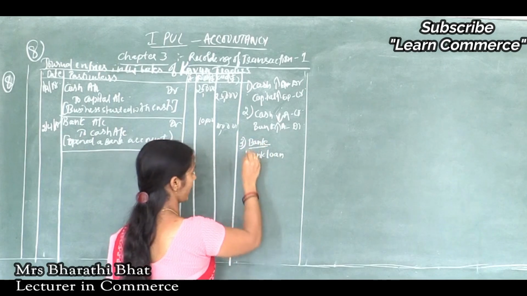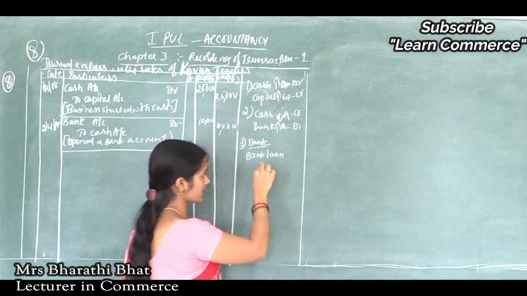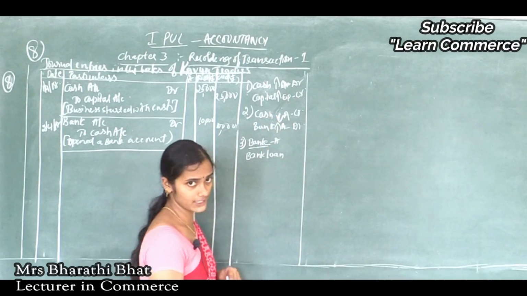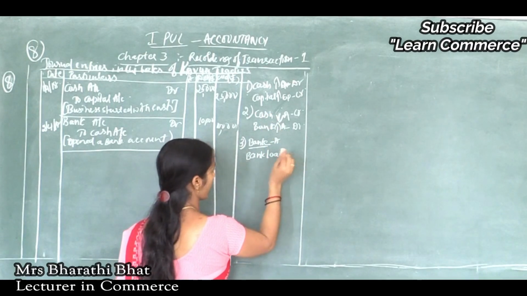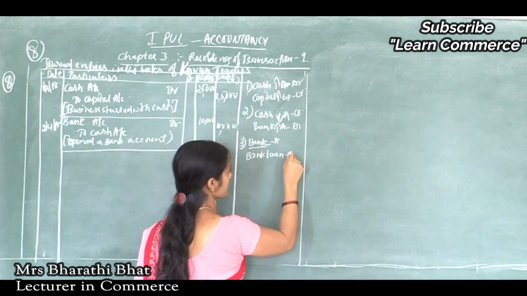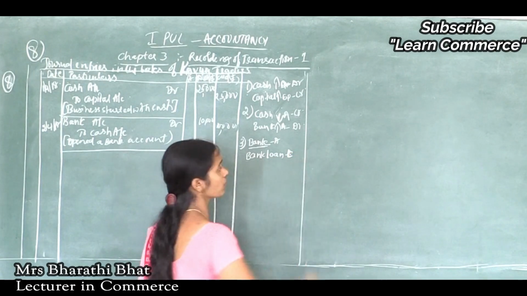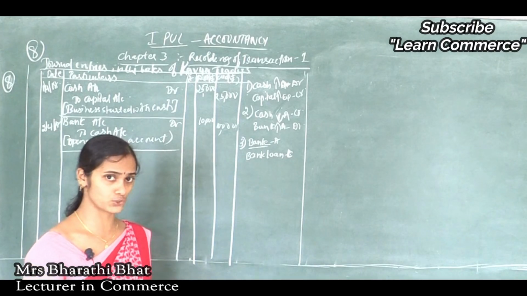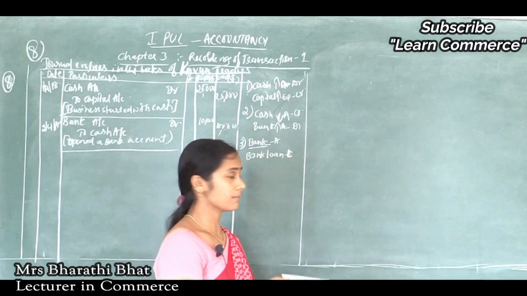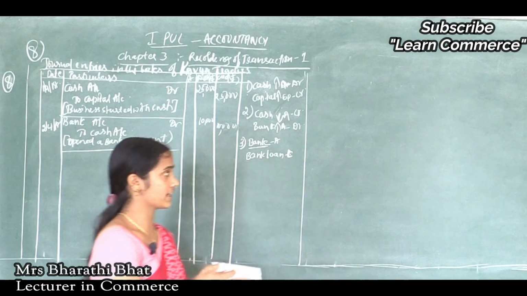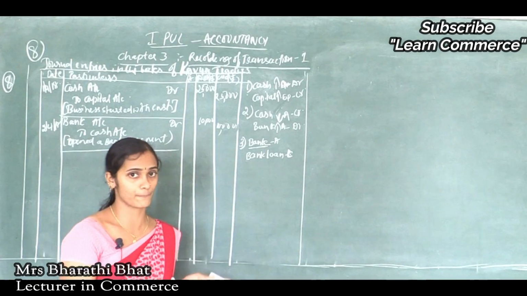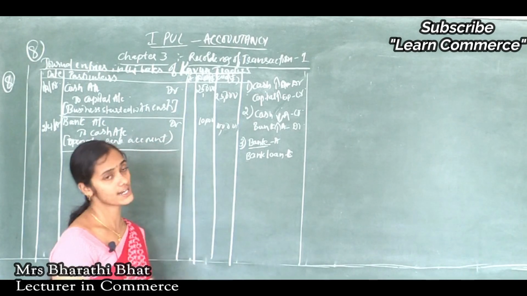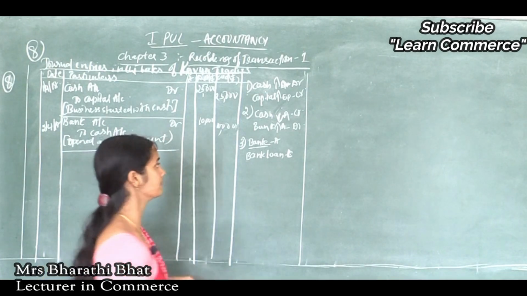So here two accounts are, one is bank, another one is bank loan account. We know that bank comes under asset, and bank loan is considered as liability for the organization. Why? We have to pay that amount in the near future based on the agreement, to the banking institutions, correct, right? So that's why it is considered as liability for the organization.